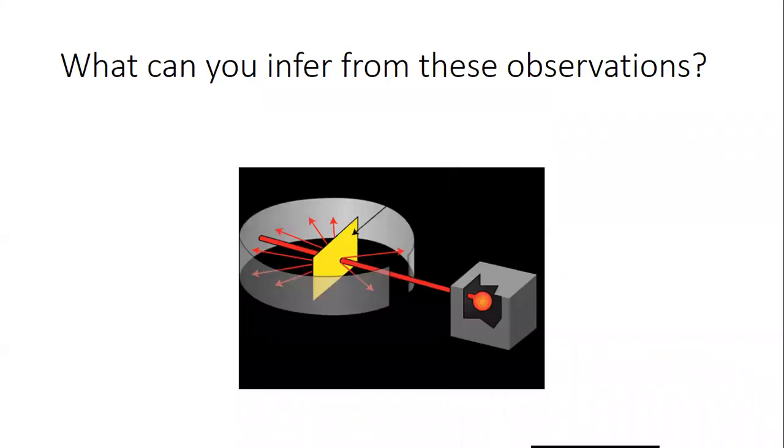So what can you infer from these observations? What if you were Rutherford? Or better yet, what if you were standing next to Rutherford? What should you be able to infer from these observations? Why is this happening?